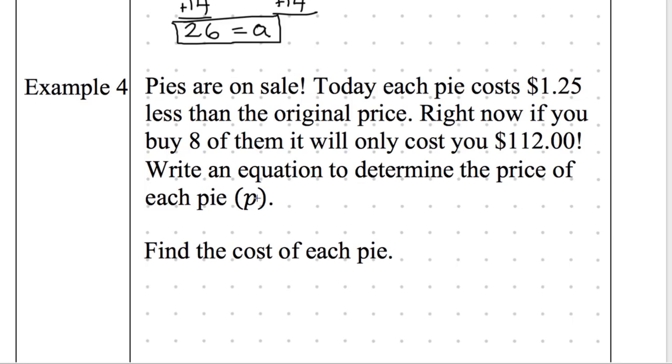Today each pie costs $1.25 less than the original price. Right now, if you buy 8 of those, it will only cost you $112. There it is. Yeah, good job. What equation can determine the price of each pie?